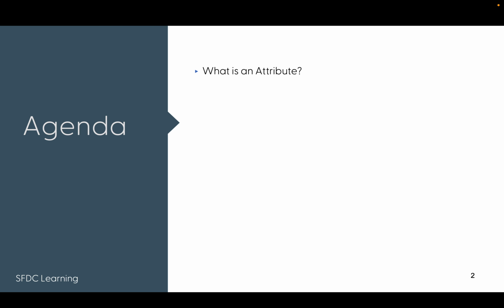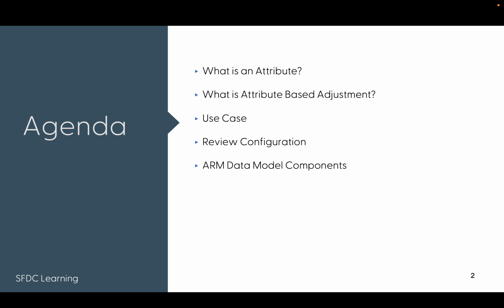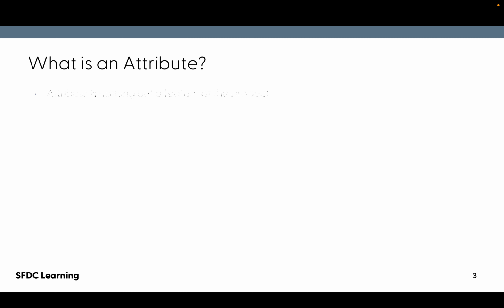First of all, we are going to see what is an attribute. Then we are going to see what is attribute-based adjustment. Following that, we'll review the use case and the configuration as well. And then at last, we are going to see the ARM data model components which we have used while configuring the attribute-based adjustment.